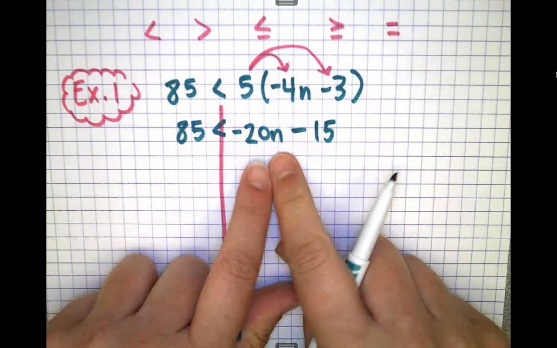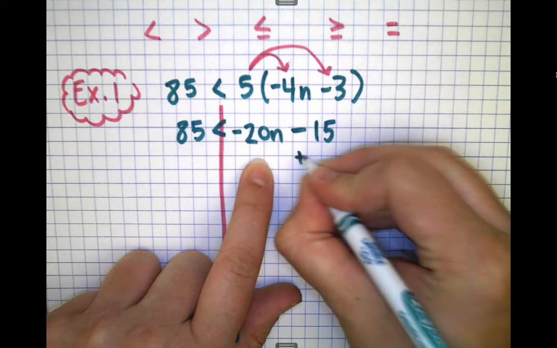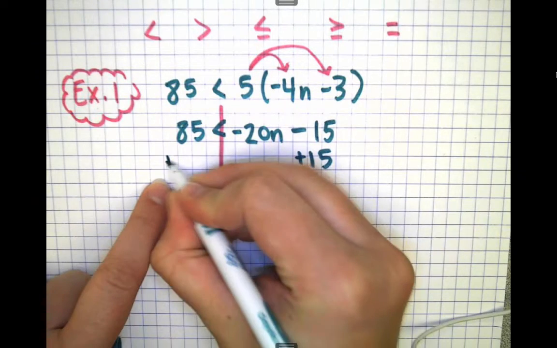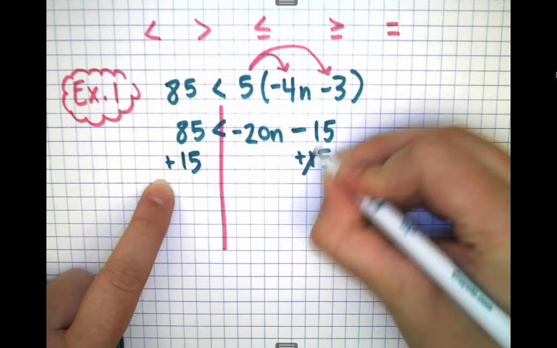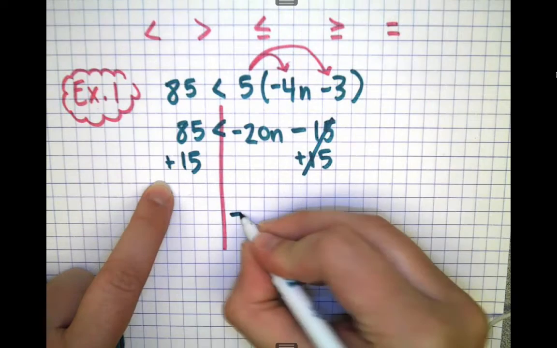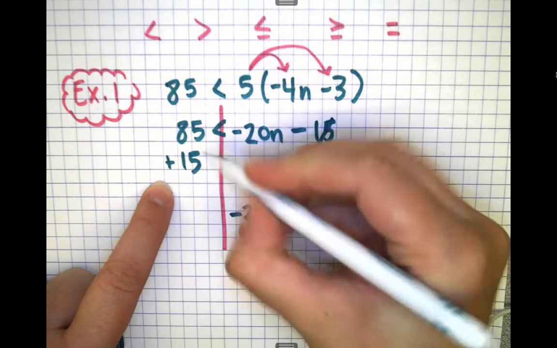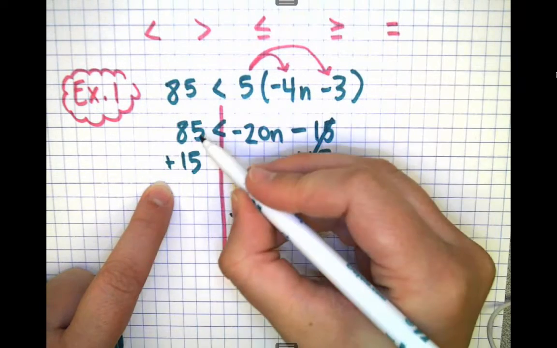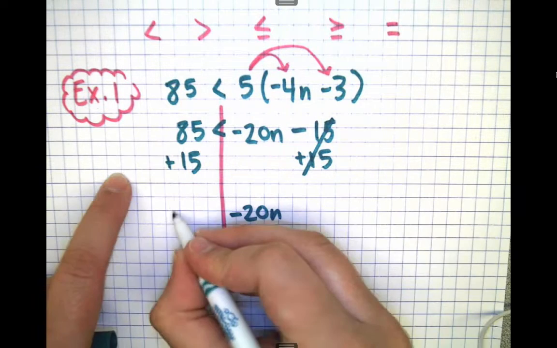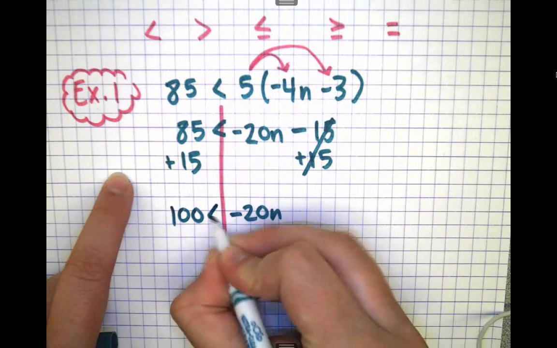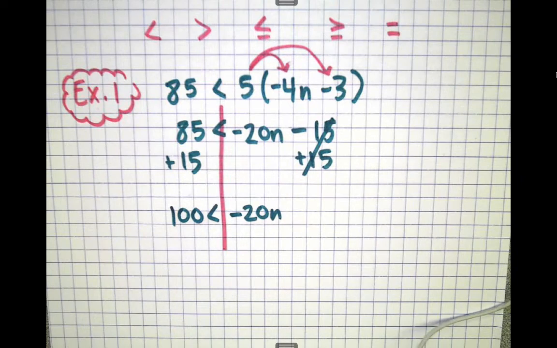All right, let's get this n isolated. So let's add the 15 over to the other side to get n isolated by itself. We still have a negative 20n, but now we have 85 plus 15. Well, 85 plus 15 is 100, right on, 100. Okay, so we have 100 is less than negative 20n. So now what do we got to do?